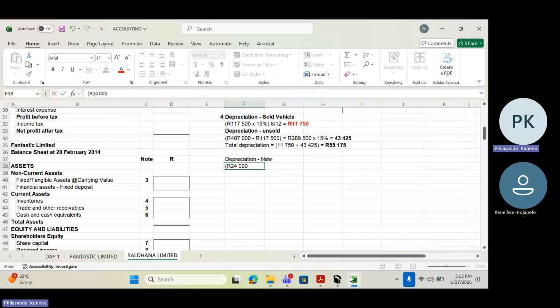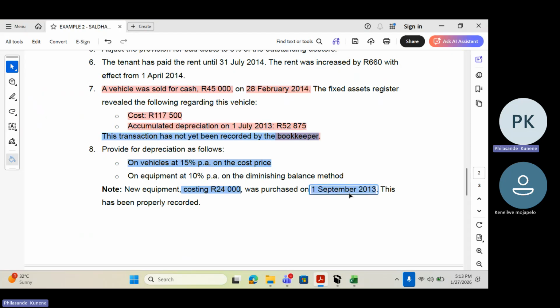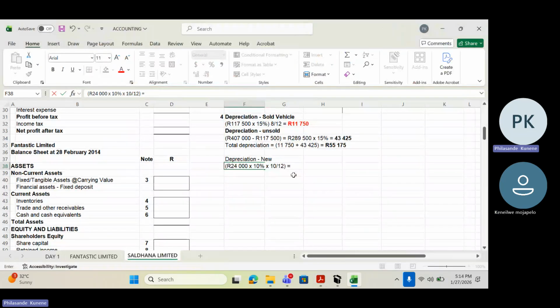So I'm just going to say 24,000 multiplied by 10%, and then multiply by 10 over 12, because we started from which month? We started from 1 September. So it's September, October, November, December, January, February, March, April, May, June. That is 10 months. So how much are we getting as a depreciation? 2,000 rands. Very good. That is our depreciation for the new equipment that was purchased.